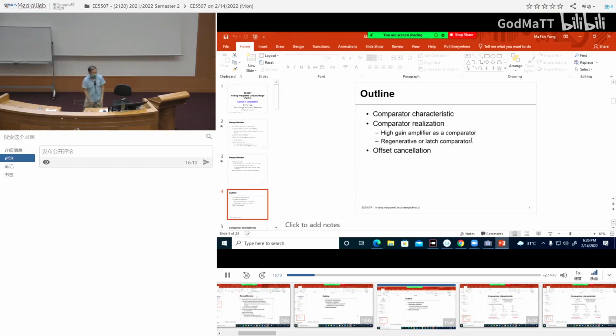So this offset becomes a major limitation in the performance of your comparator. For a good comparator, you want the offset to be as small as possible. So one way is, since there's going to be offset, can we think about how to cancel the offset?